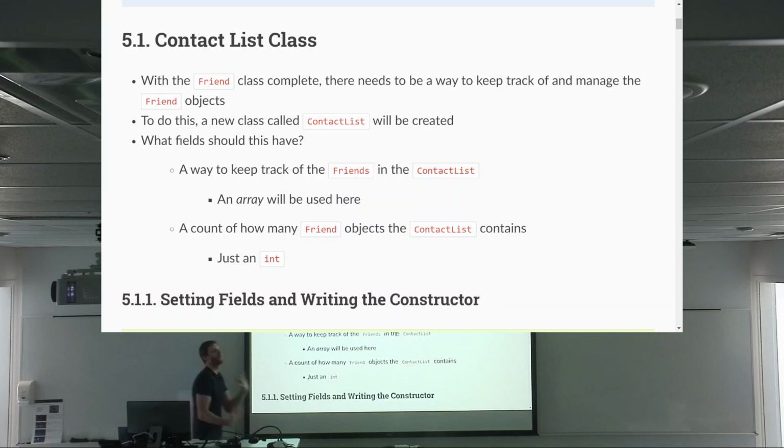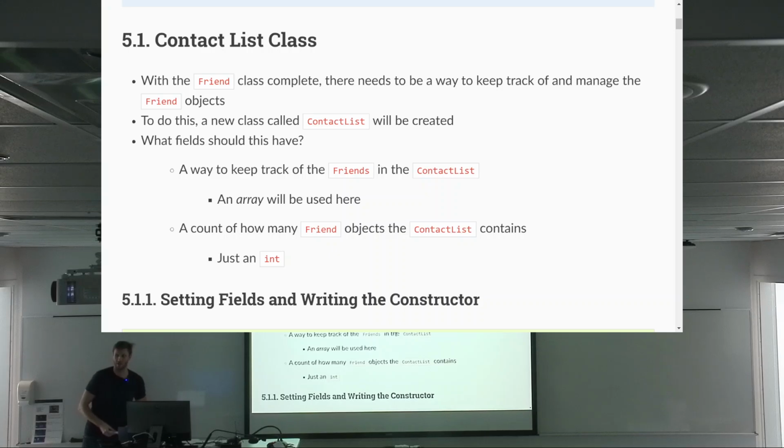So we're going to want a field to keep track of the friends. And we're also going to want a field to keep track of the number of friends in our contact list. You might say, isn't that just the number of things in the array? Well, yeah, but remember, arrays are different. We'll see. I'll give you a spoiler, because we're almost out of time.